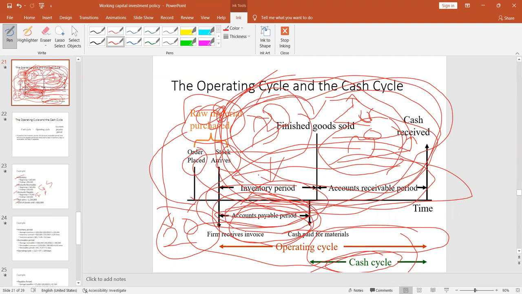So now we are going to learn how to calculate the inventory period, how to calculate the accounts receivable period, how to calculate the accounts payable period. And if we can determine these three, then what can we determine?